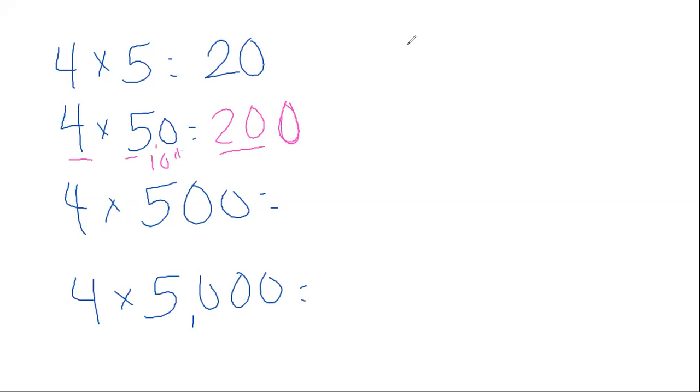Okay, let's go to 4 times 500. 500 is 10 times bigger than 50, which is 10 times bigger than 5. So 10 times bigger and 10 times bigger. So that's where my 2 zeros come in. But 4 times 5 is still 20, right? Let's add my 0 for my first 10, my 0 for my second 10. So 4 times 500 equals 2,000.